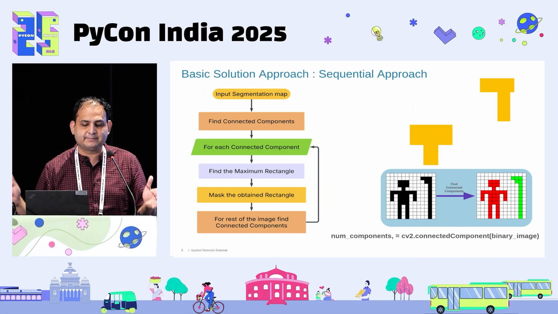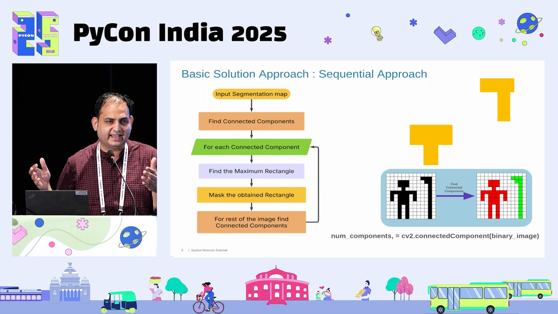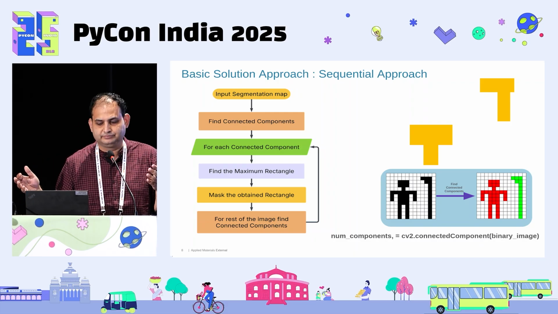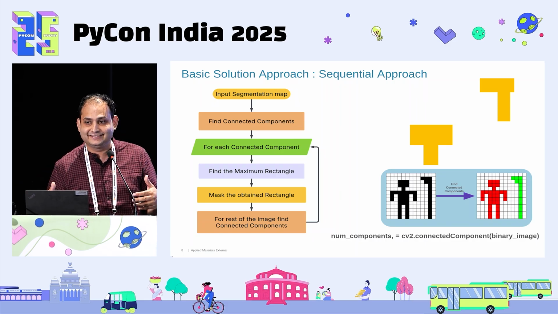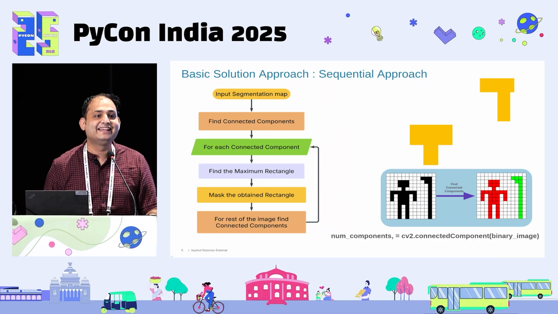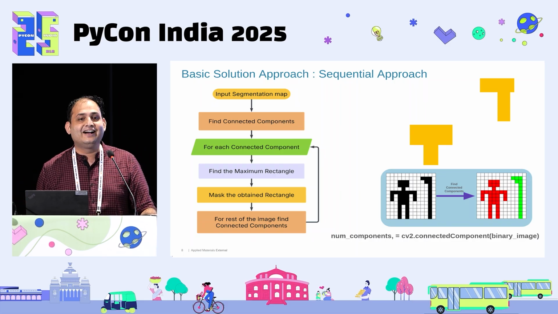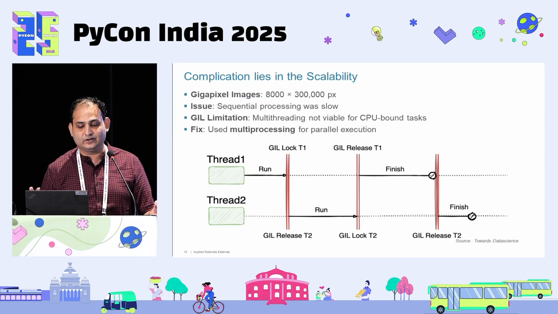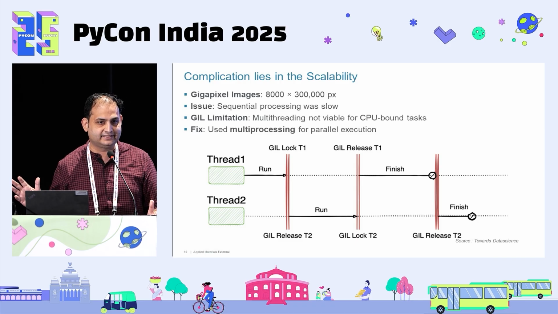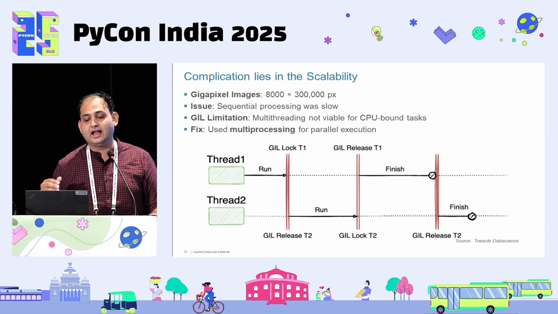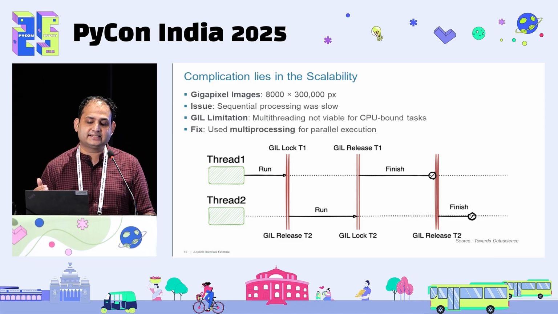It seems very easy. This is my basic solution approach. I can call it the sequential approach. Can I deploy it? I tried to deploy it. What happened? We are working with gigapixel images. The size is almost 8,000 by 300K pixels, which is huge. And the issue is, if I do it sequentially, it is nearly an impossible task.